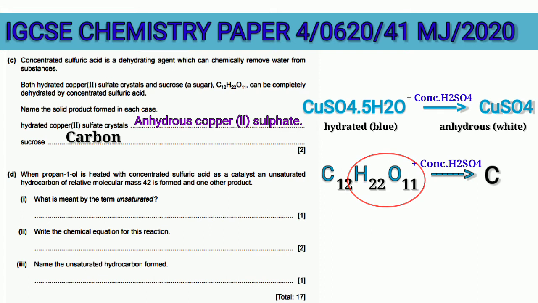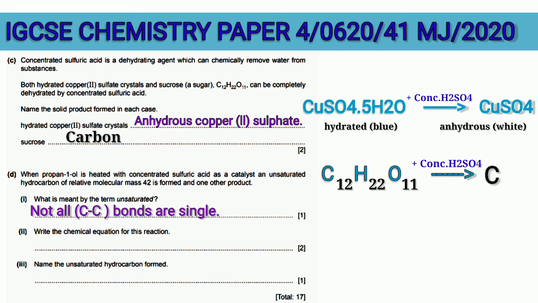Sub-question D. When propan-1-ol is heated with concentrated sulfuric acid as a catalyst, an unsaturated hydrocarbon of a relative molecular mass 42 is formed, and one other product. First sub-question. What is meant by the term unsaturated? The term unsaturated means that not all carbon-carbon bonds are single. It means it has one or more double or triple bonds between carbon and carbon atoms.